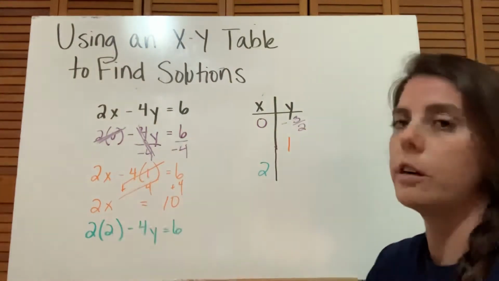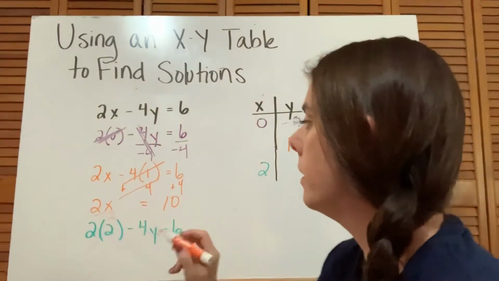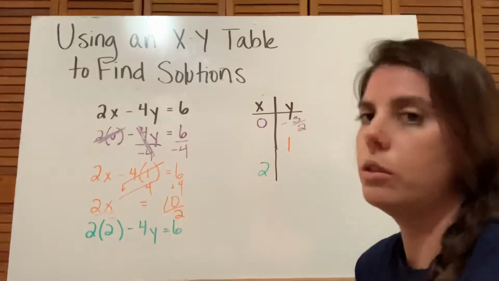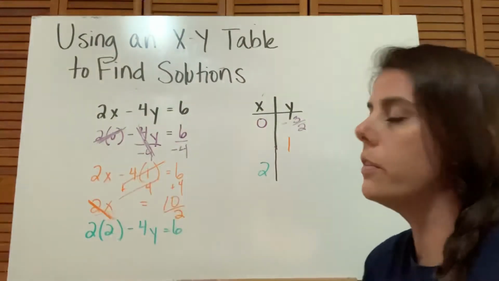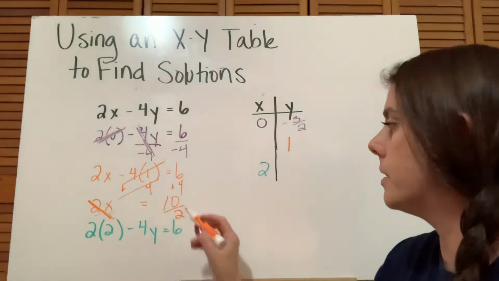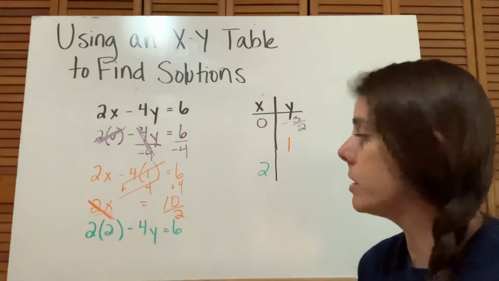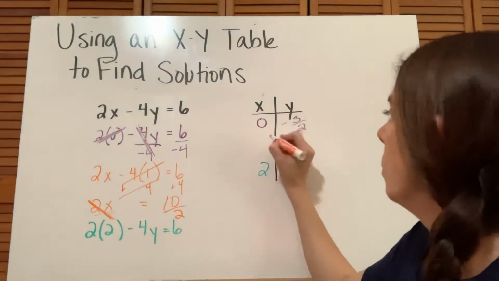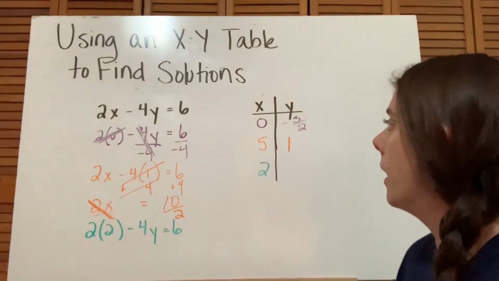Is the x by itself yet? It's not. So we're going to have to use our properties of equality and divide by 2 on both sides. So if we divide by 2 on the left, the 2's will cancel out, leaving x by itself. And then we have 10 divided by 2 on the other side. So 10 divided by 2 would equal 5. So when y equals 1, x equals 5.